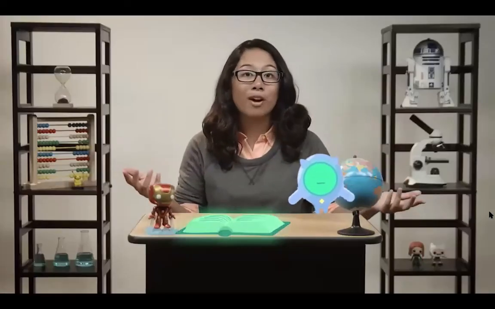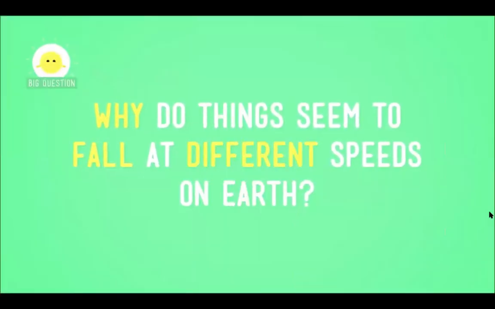But objects fall differently, right? Like when I knock a piece of paper off my desk, it takes a lot longer to fall to the ground than if I knock a book off my desk. So what's up with that? Why do things seem to fall at different speeds on Earth?